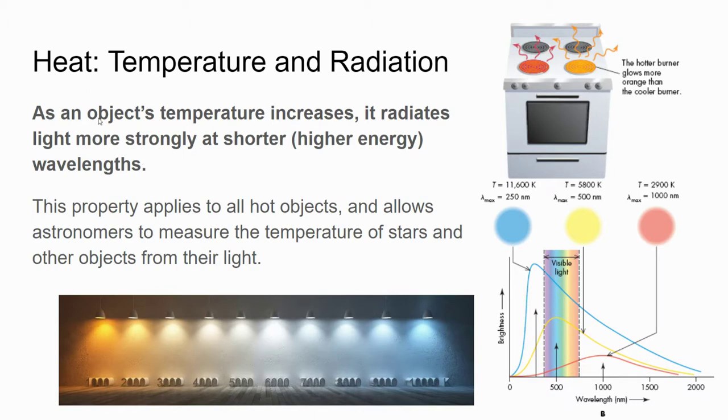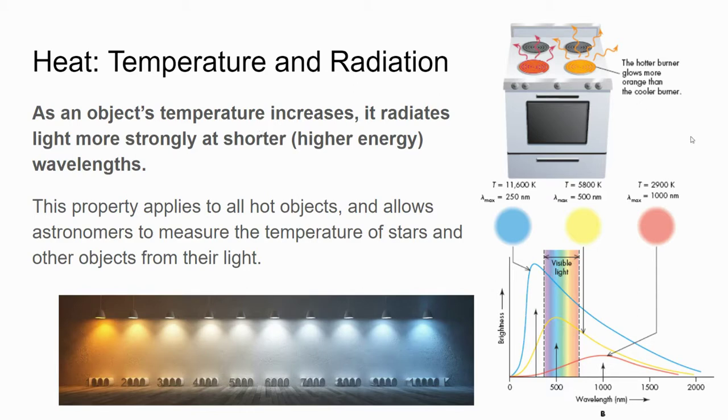So as an object's temperature increases, it radiates light more strongly at shorter, higher energy wavelengths. This is true of all hot objects, and this is very useful in astronomy because it allows the astronomer to measure the temperature of stars and other objects just from their light. So if you want to know the temperature of a star, you absolutely cannot fly to the star, dip your thermometer in it, and see what your thermometer reads. That just doesn't work. But you can still tell its temperature very precisely just by staying where you are and analyzing the light from that thing very closely.